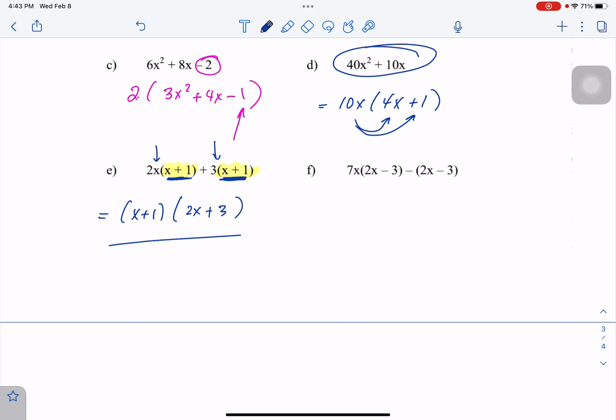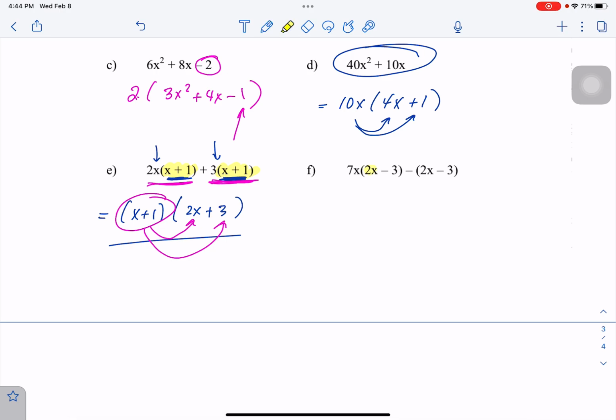That is factoring. If you want to check if you're right, well, you just have to think a little bit differently. Take that bracket and put it back in, and you do get 2x times the bracket. Take that bracket and multiply it by 3, and you do get 3 times that bracket. And we're on to the very last one. Let's take a look at it.